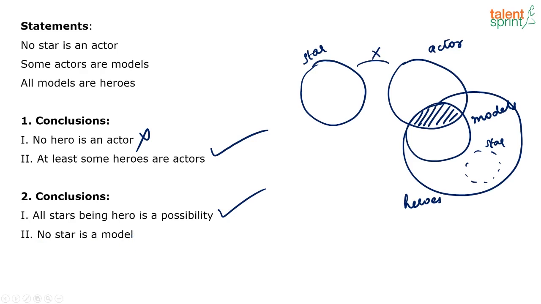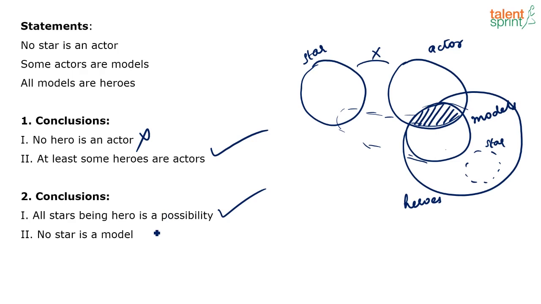Next one, no star is a model. See, you know, no star is an actor. Can you say for sure that no star is a model? No, you cannot say that. Some stars can be models, no? No star is an actor, that's all. If you extend the model set like this also, in what way will it affect? This part is actor, right? But this part can come here, no?